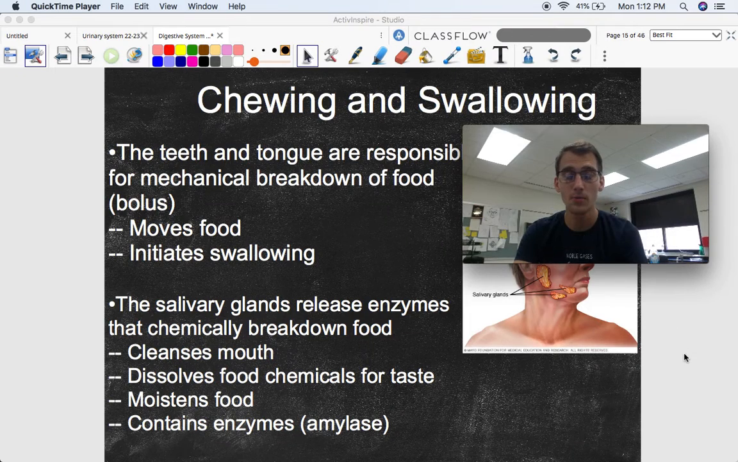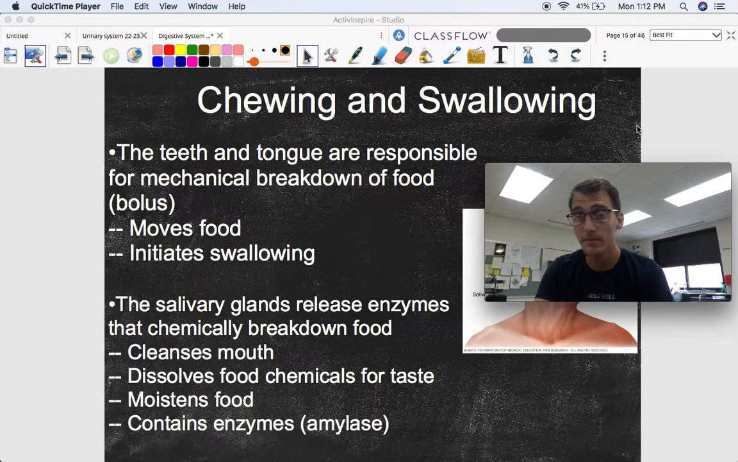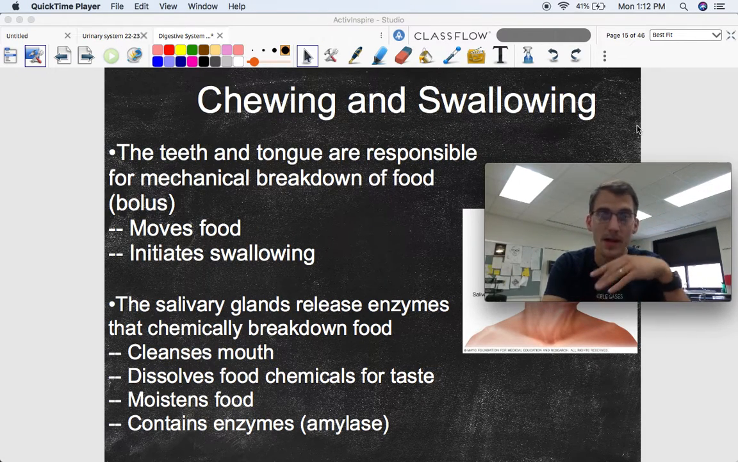So the teeth and the tongue, which are obviously both in the mouth, are responsible for the mechanical breakdown of food. And the term for what your food becomes as it exits your mouth and enters your esophagus is called a bolus, which is another good word. I like that word too, bolus. But anyway, your teeth and your tongue move your food and they initiate swallowing, or deglutition, to force that from the oral cavity down into your esophagus. And that is a voluntary action. Swallowing requires skeletal muscle, but smooth muscle will take over from there in peristalsis, like we talked about in our last video.